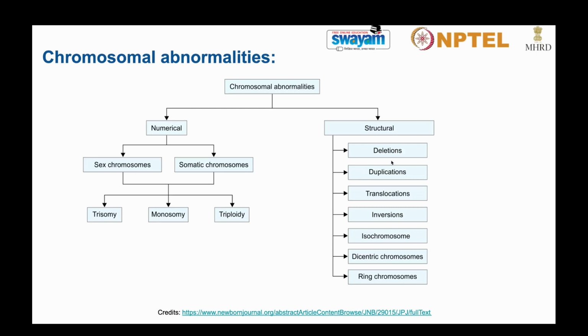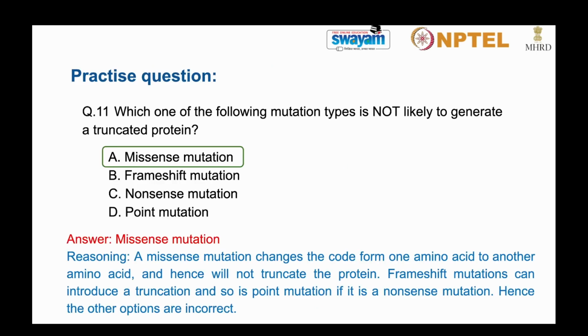The next concept is chromosomal abnormalities. Now the mutation part is covered. Now we will look at the chromosomal abnormalities. Do you have any doubt about mutations, or should we just proceed with chromosomes? Madam, last question. Yeah, okay.